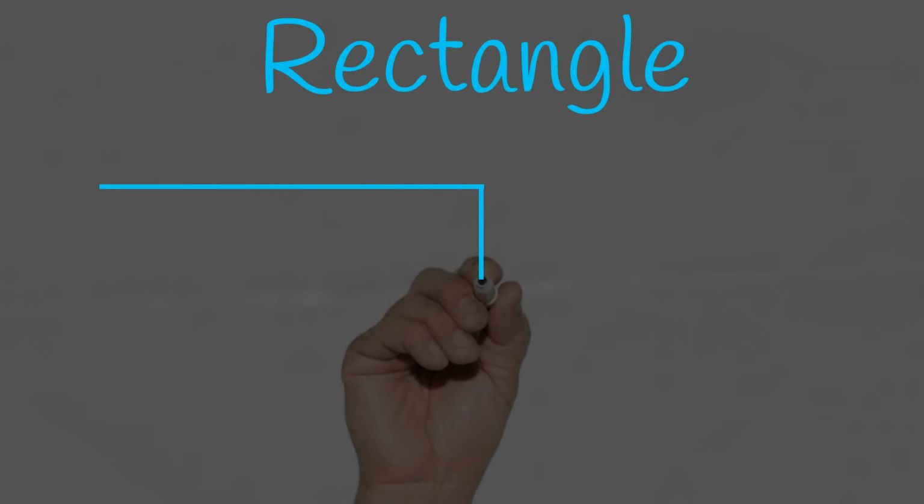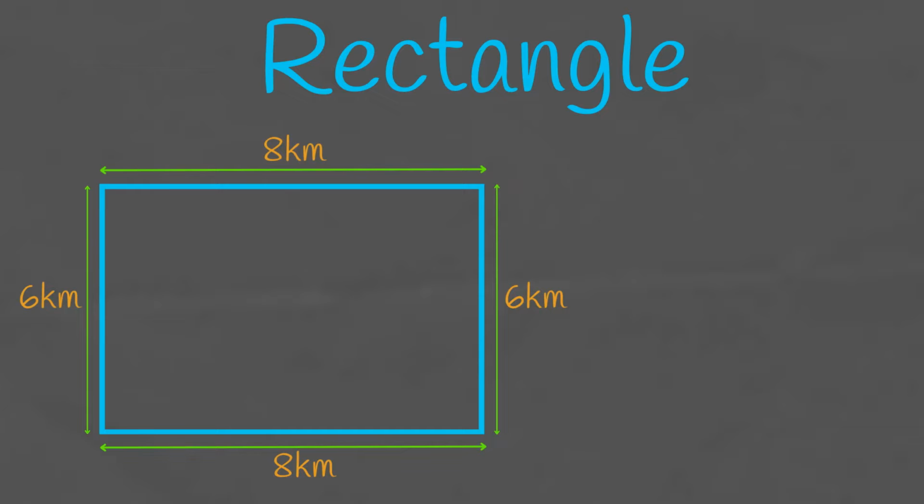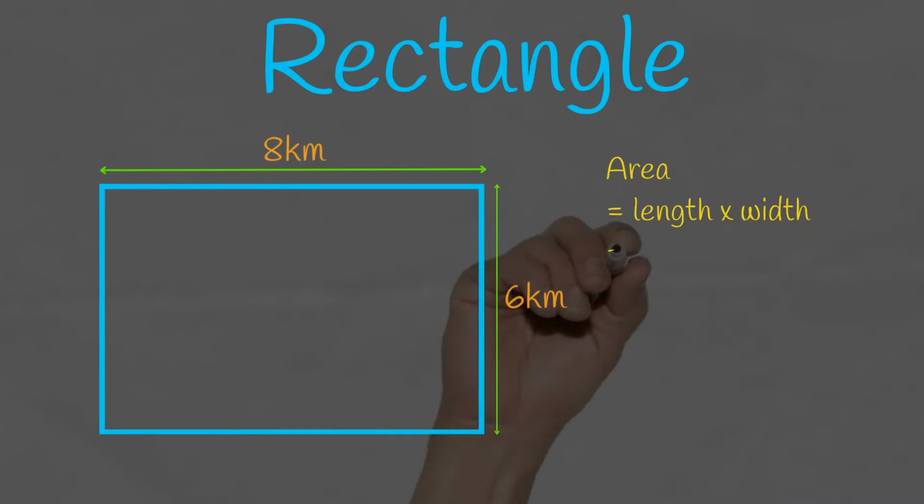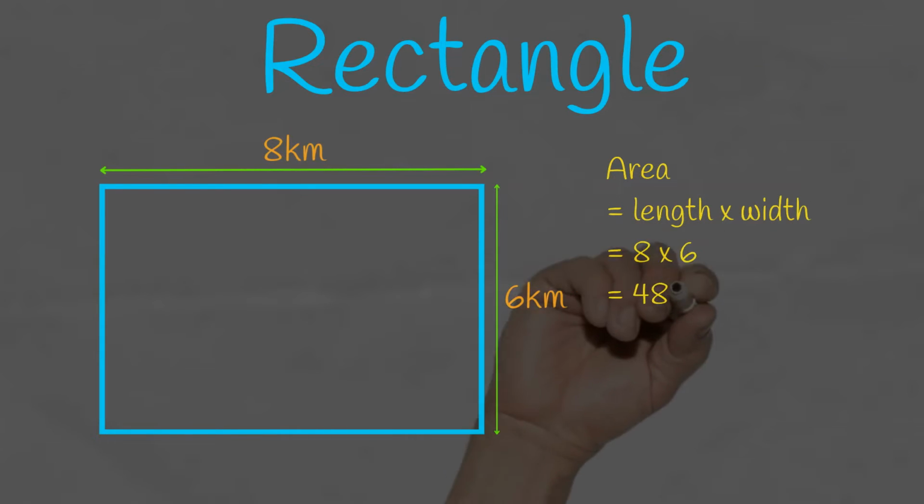Now in a rectangle, the two sides opposite each other are of equal length. But again, we only need 2 sides to calculate the area, as the area is length times width. In this case, it's 8 times 6, which gives us 48 kilometers squared.